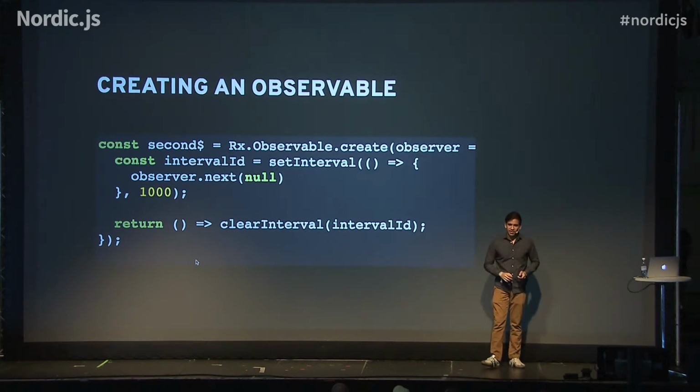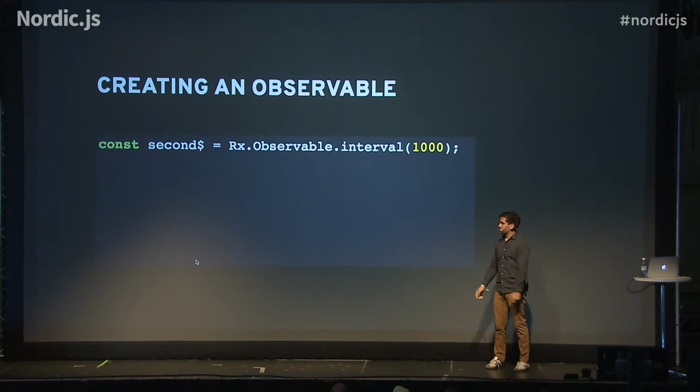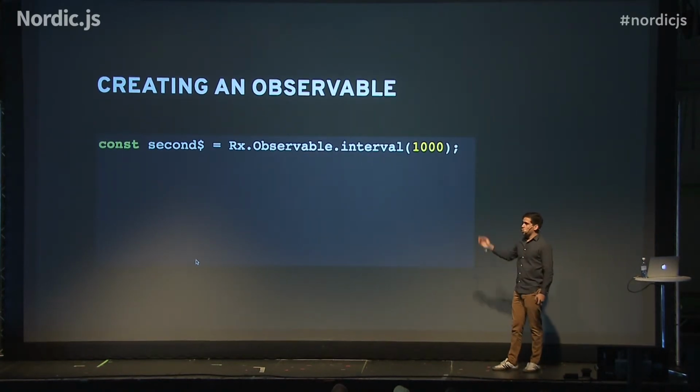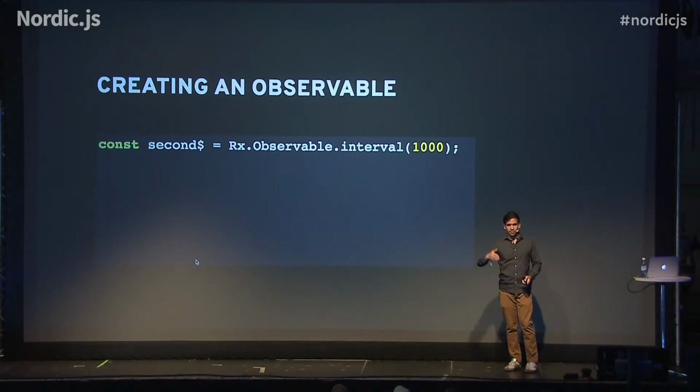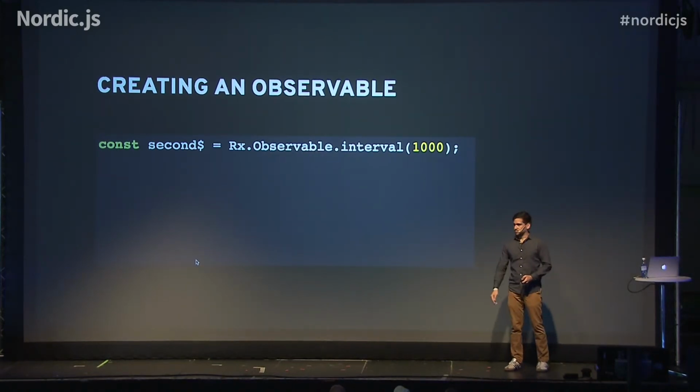The beauty about RxJS is that there's operators for pretty much almost anything. So all that just becomes this: Rx.Observable.interval(1000), and then you have that observable of values every second.